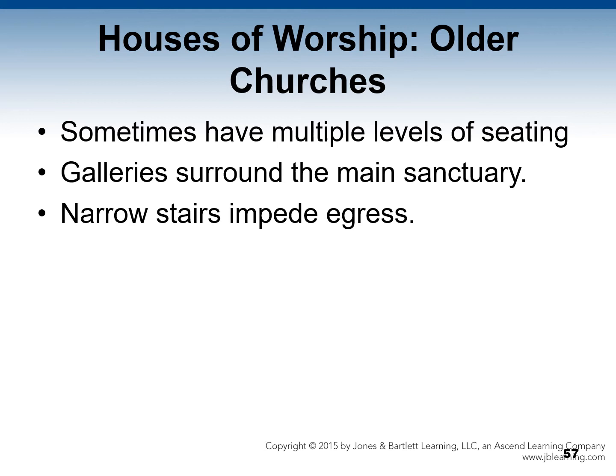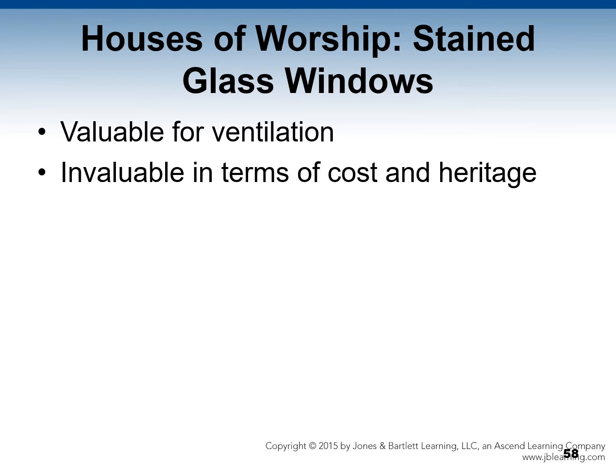Now, with older churches, sometimes they have multiple levels of seating, and you've probably seen this where you have a balcony section in the back. You might have even a multi-tiered level of seating. There are sometimes galleries that surround the main sanctuary, and often narrow staircases that impede egress. Also, of course, you have stained glass windows. They're valuable for ventilation, but invaluable in terms of cost and heritage.